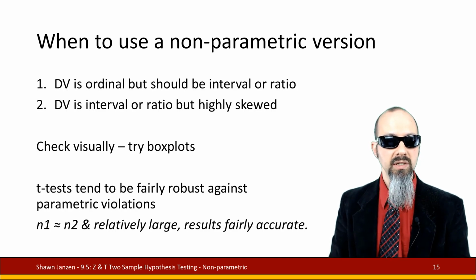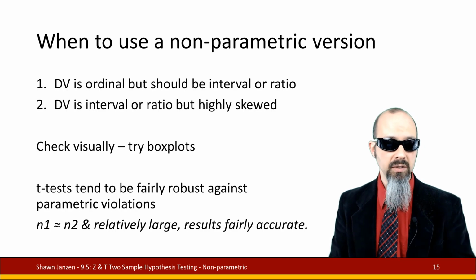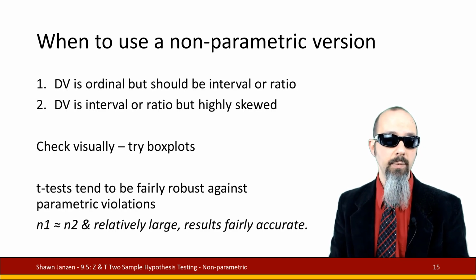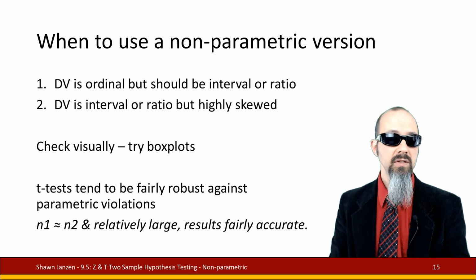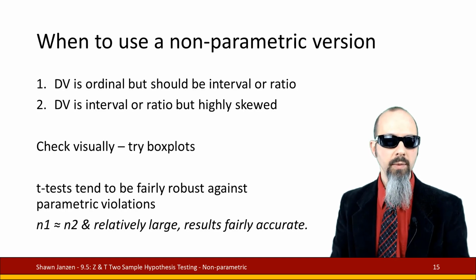Another reason we might want to use them is when the dependent variable is interval or ratio, but it's highly skewed. The more skew a variable has, dependent or otherwise, the more we would want to have a higher sample size to help compensate for the skew. However, if the skew is bad enough, regardless of sample size, we can go ahead and put it into a non-parametric version. And if you want to check this visually, I recommend using box plots.